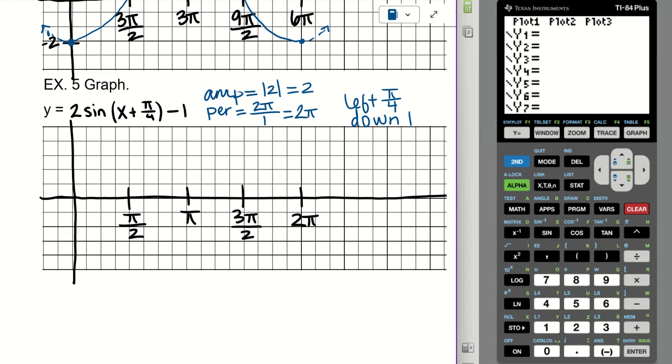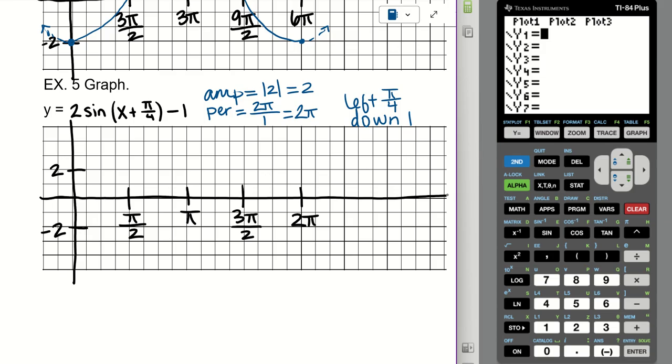Okay, our amplitude is 2, so we want to make sure, I'm going to just use the actual grid lines here and do 2 and negative 2 since we're going to have some shifting going on. So think about this also. In a second, we're going to have to go left pi over 4 spaces, and I need to be able to figure out what pi over 4 is on my grid.